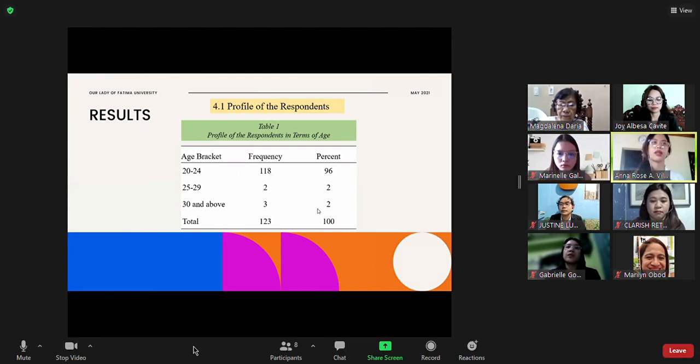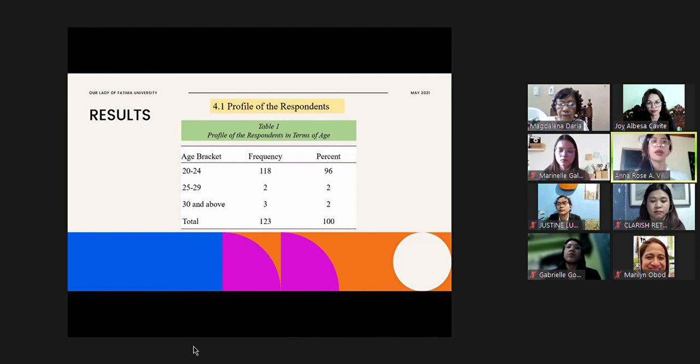The next slide is the results, the profile of the respondents. In table 1, we have the profile of the respondents in terms of age. The age bracket shows that the majority are 20 to 24 years old, with 2 respondents from 25 to 29 years old, and 3 respondents from 30 and above, for a total of 123 respondents.